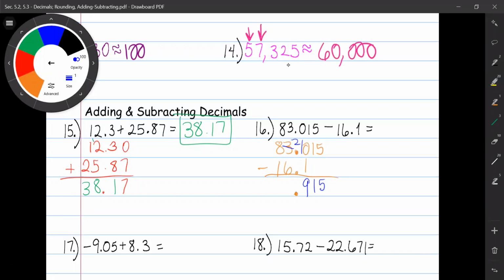So now you can't take 6 out of 2, so you have to borrow another 1. So that way it's 12 minus 6, which is 6. And then that 8 has turned into a 7 because you brought a 1 from it. So then 7 minus 1 is 6. So your answer is 66.915.